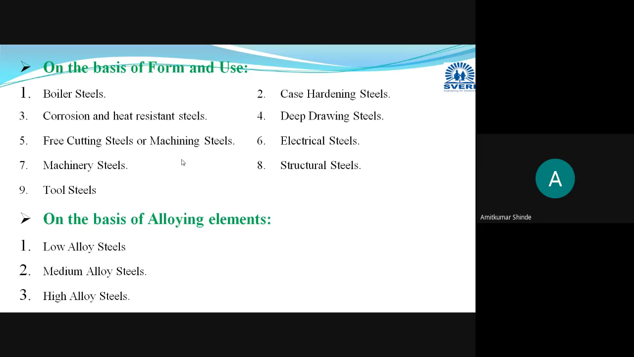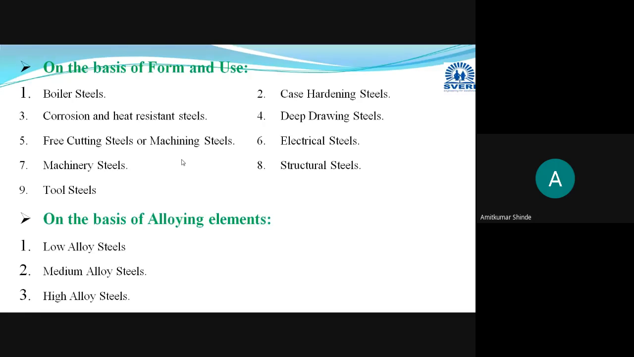For manufacturing boiler plates and boiler tubes, a particular kind of steel is used, that is low carbon steel containing carbon percentage below 0.25%, and it is termed boiler steel. Then for case hardening, suppose we are just hardening the surface. Suppose a gear is there, and we want to improve the hardness of the surface, then just hardening of the surface is done.